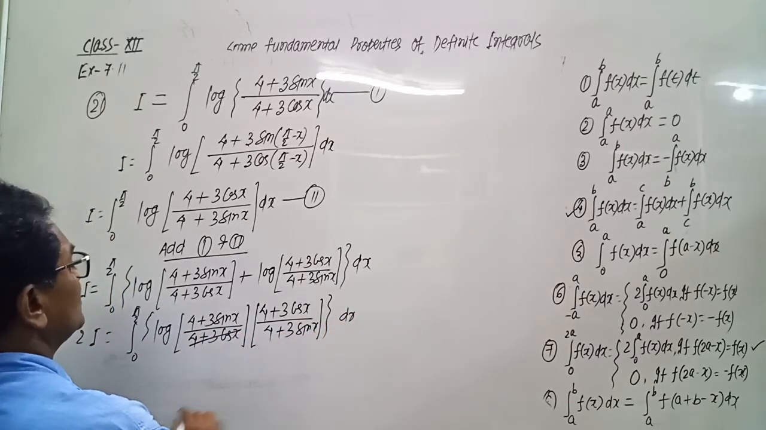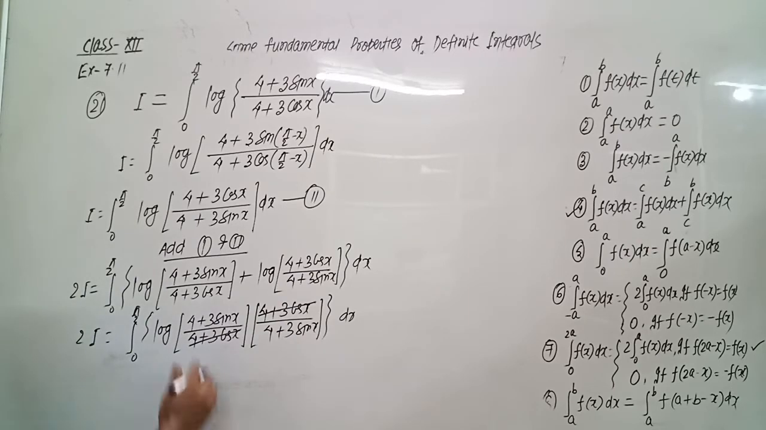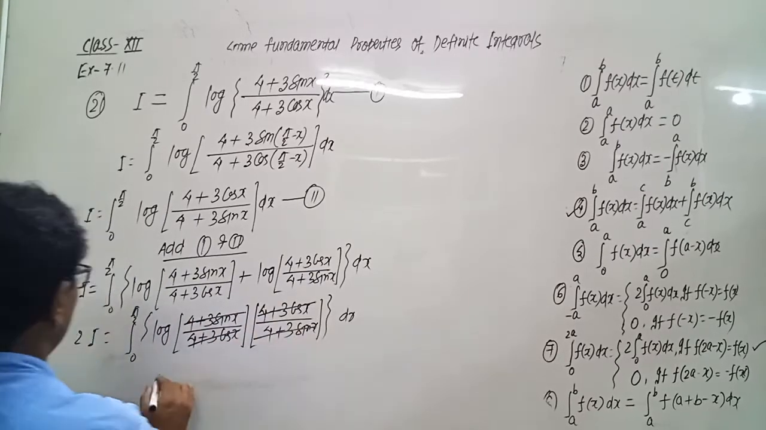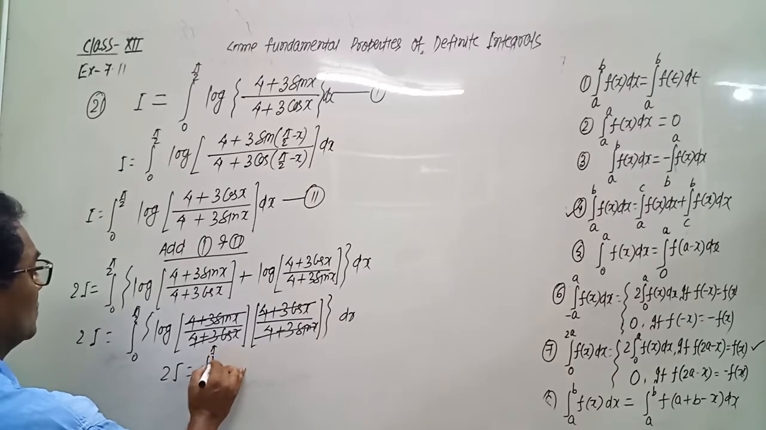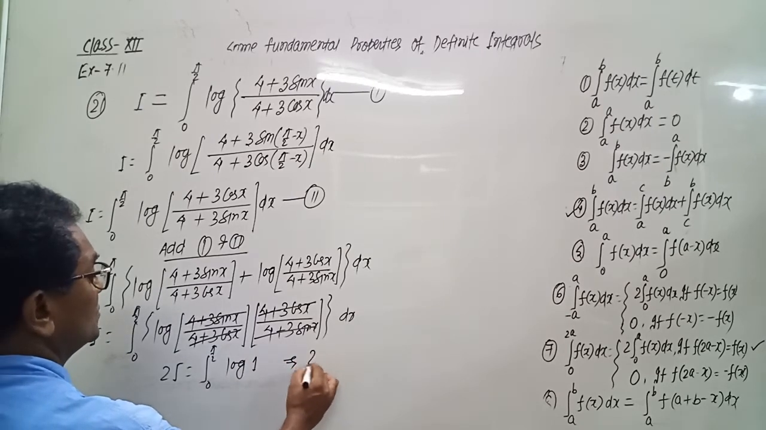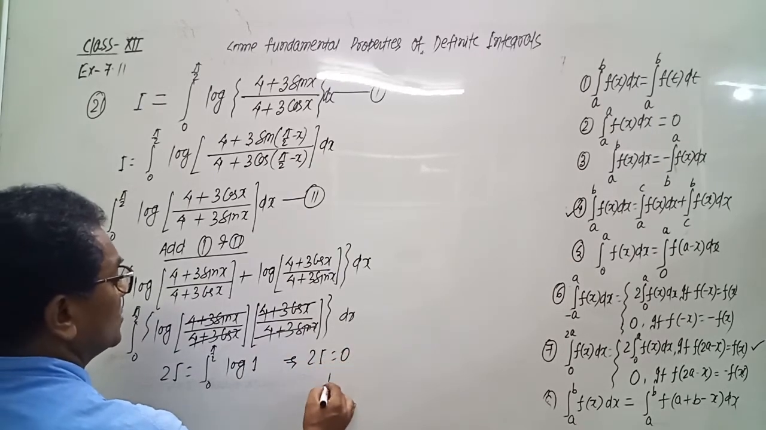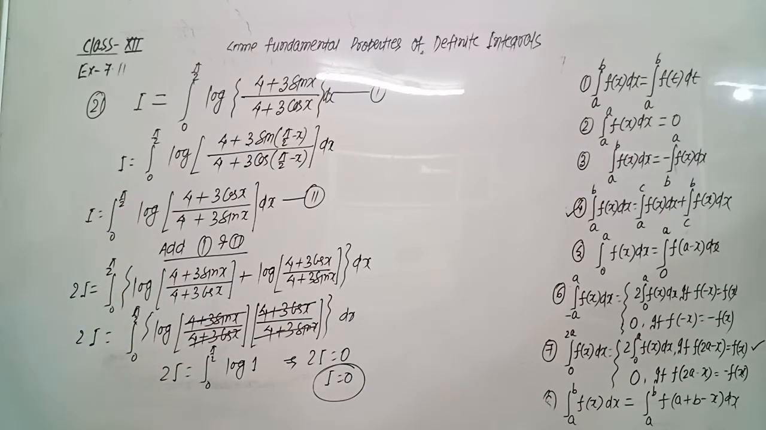So 4 plus 3 cos x and 4 plus 3 cos x cancel, 4 plus 3 sin x cancels, and we get 2I equals the integral from 0 to pi by 2 of log 1, and the value of log 1 is 0. So 2I is 0 and I equals 0. So the correct option is C. The result is 0. So we finished this exercise.